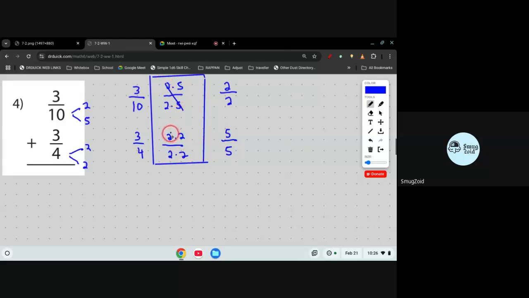You cross these out and multiply across. You end up with 6 over 20. 3 times 5 is 15 over 20. You can add them together. You get 21 over 20. You wouldn't leave it like that. You would reduce it right into a mixed number. It'd be 1 and 1/20 would be your answer.